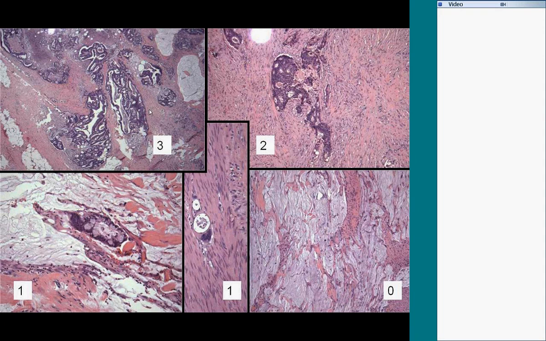So a grade 3 shows abundant viable tumor, some necrosis, but still very obvious viable tumor. Grade 2, you can see in this example, is more fibrous tissue than tumor remaining, so a moderate response. Grade 1, a few clusters and single tumor cells, and grade 0, completely eradicated tumor with acellular pools of mucin.